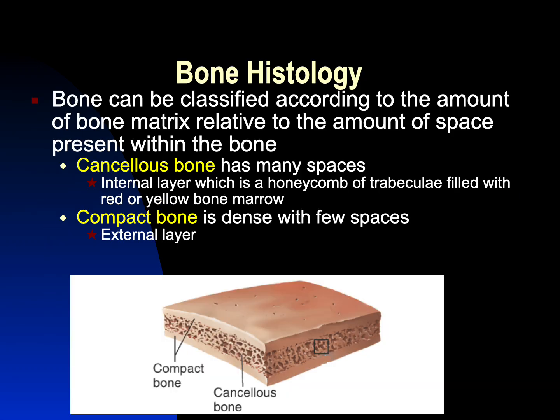The bone tissues can be classified relative to the amount of matrix to space. Cancellous or spongy bone has lots of internal spaces made up of what are called trabeculae, which are like plates of bone that form a kind of internal scaffolding. And then the space in those plates is usually filled by either red or yellow bone marrow. Then compact bone is very dense with very few spaces. It does have blood vessels going through it, but it has no large amounts of internal spaces.